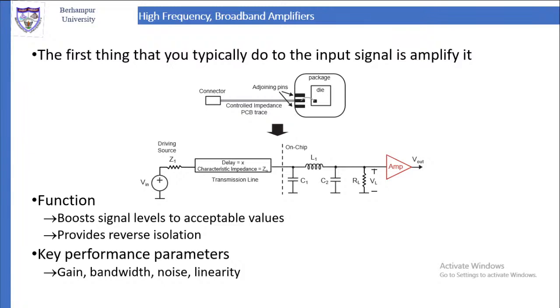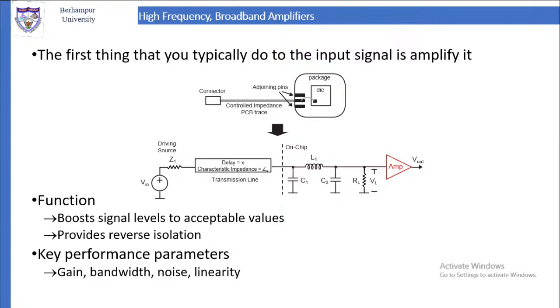If there is a line, it means the signal has to cross that path. When it crosses a path, there is a path length involved. Path length is equivalent to a phase delay. So depending on the length of the trace, there will be a delay. So delay is equal to X.